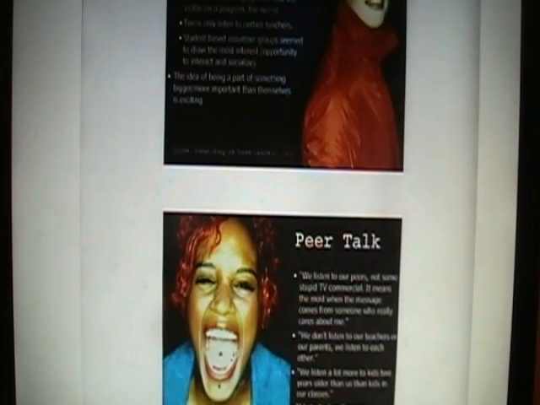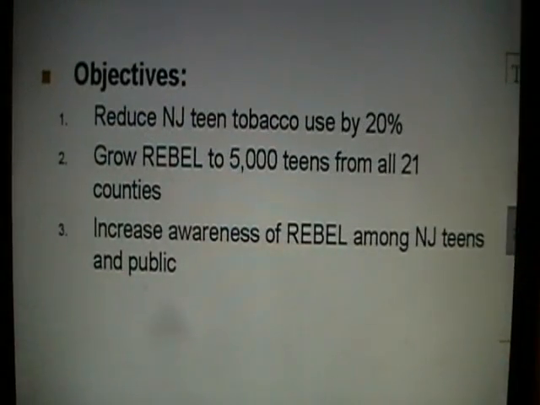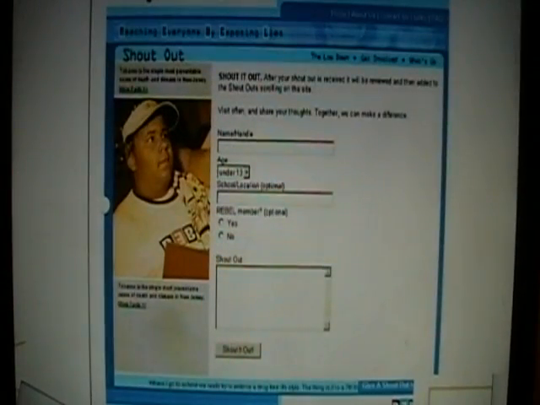And based on their understanding of the situation, they moved on to the planning stage where they wrote objectives. And their objectives were to reduce teenage smoking by 20%, to get 5,000 teens to join their Rebel Club, and to increase awareness of Rebel among New Jersey teens and the public. And the Rebel Clubs were opportunities for teenagers to talk to each other and to do shout-outs about big tobacco initiatives.